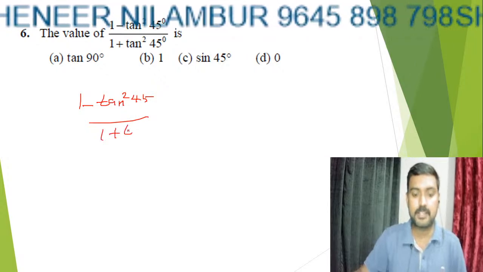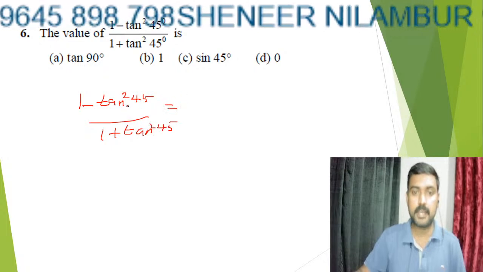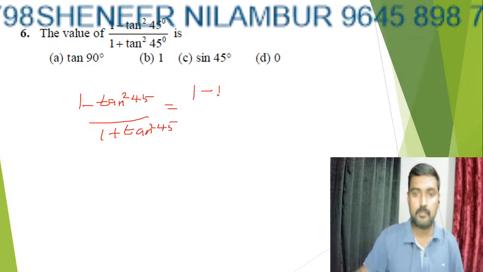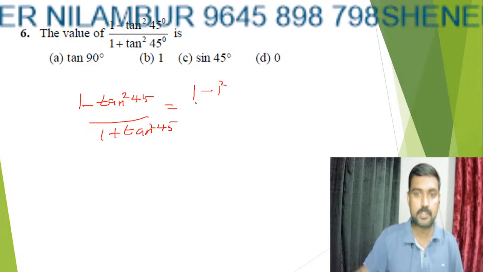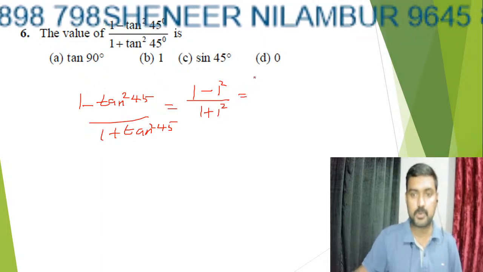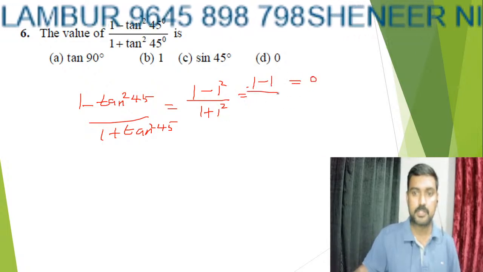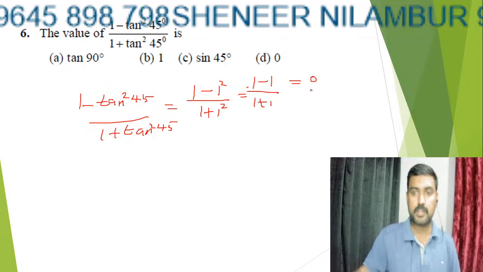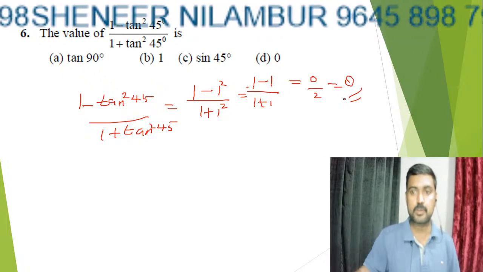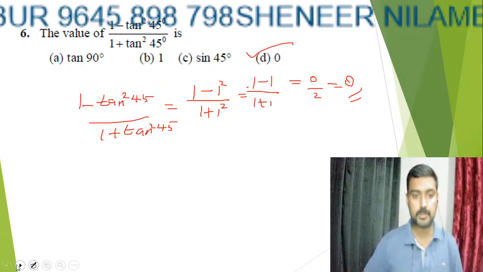Okay. For others, I am telling the answer: 1 minus tan square 45 divided by 1 plus tan square 45. We know that tan 45 is 1. So 1 minus tan 45 square means 1 minus 1 square, divided by 1 plus 1 square. We know that 1 square is 1, and 1 minus 1 is equal to 0. So the denominator will be 1 plus 1. That means 0 by 2, which is equal to 0. So the answer is option D. Very good. Now we are going to the next question.